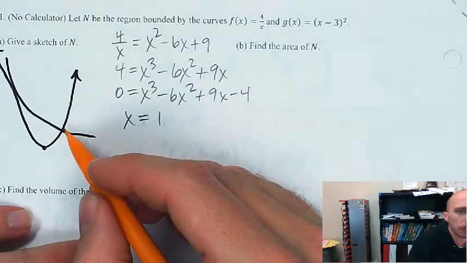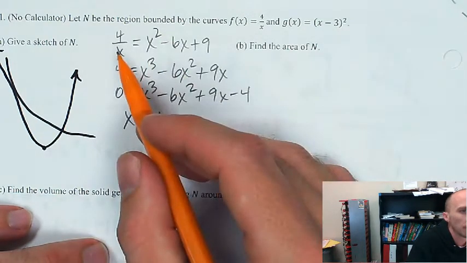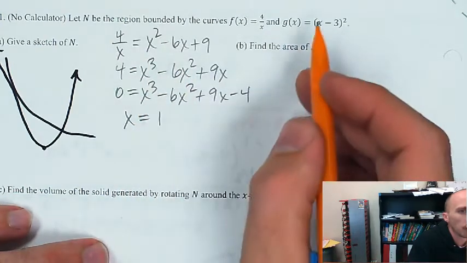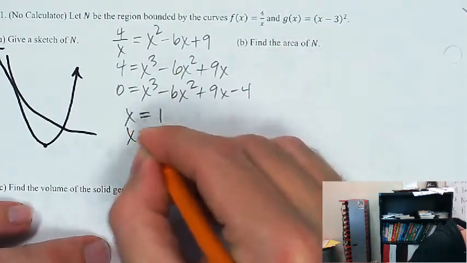And then the other intersection point, what is the other one? It's probably 4. Right? 4 divided by 4 is 1. 4 minus 3 squared is also going to be 1. Okay, yeah. x equals 1, x equals 4.